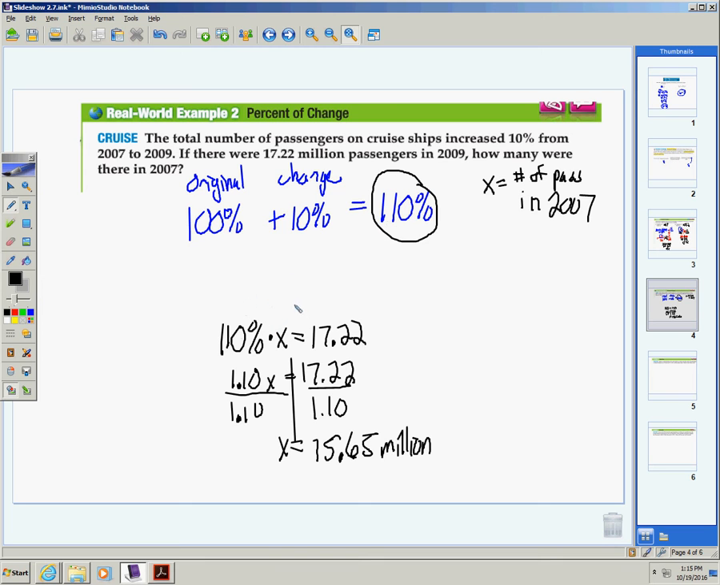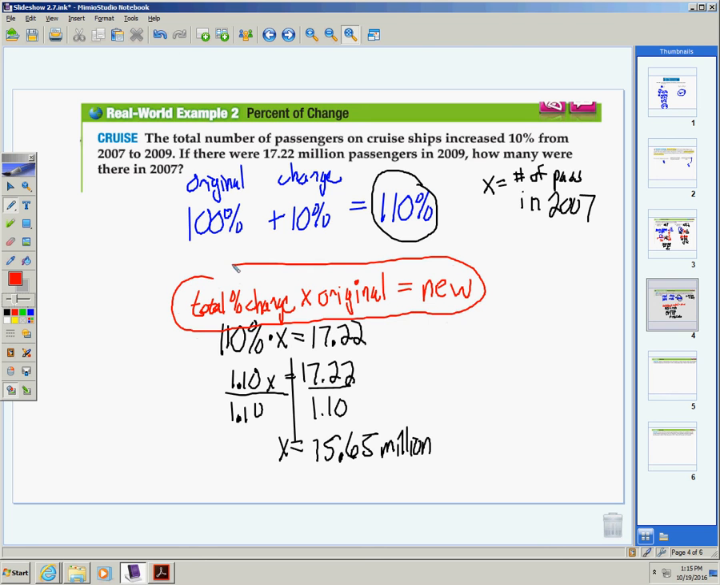And so a way you can kind of think of this formula is total percent change. That's my 110%. We changed 110% times your original equals your new. I would probably write this down. Total percent change times original equals new. This makes these problems very easy.